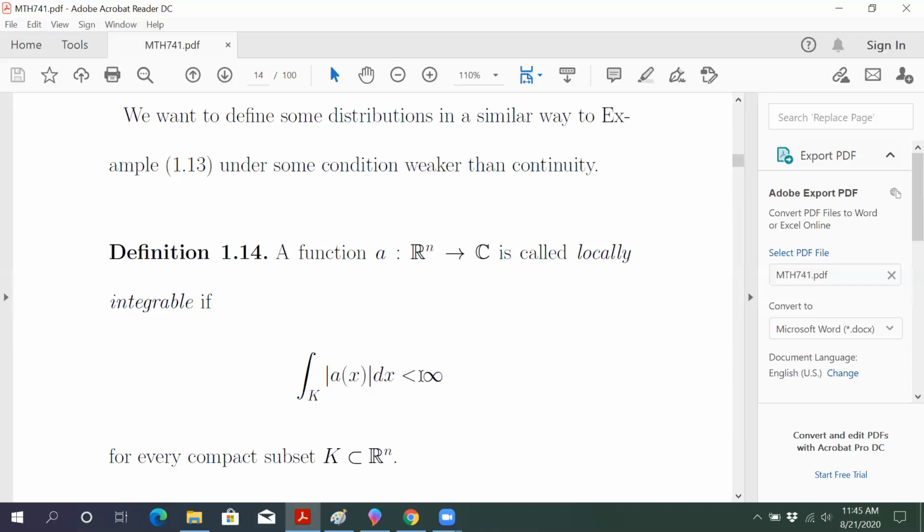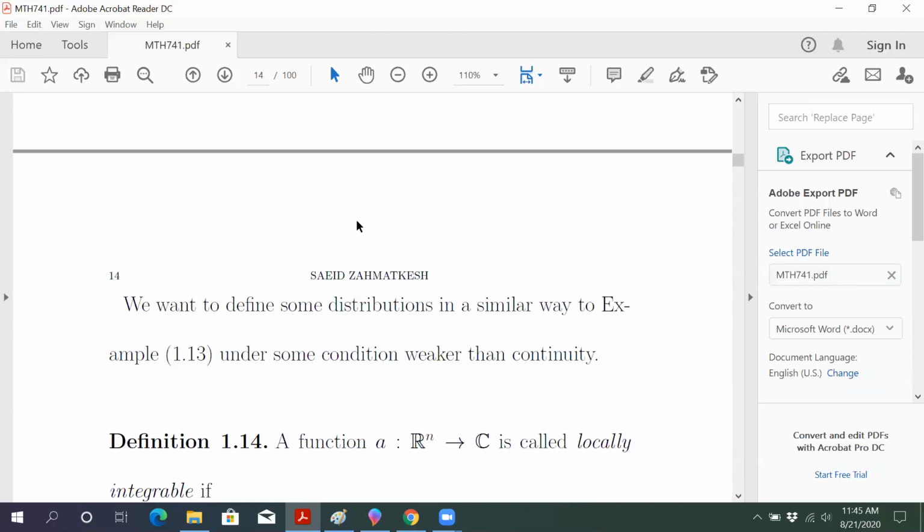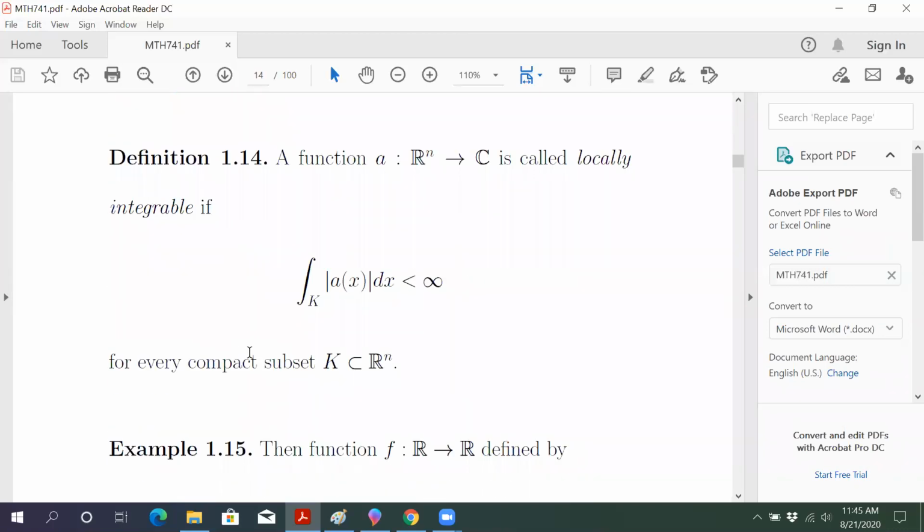We are going to see that every locally integrable function induces a distribution similar to this example. And this is a condition much weaker than continuity. Actually every continuous function is locally integrable. It's very clear, you should be able to show this. But the converse is not true. Every continuous function is locally integrable, but not every locally integrable function is continuous. We are going to show this by some example. So bear in mind this definition.